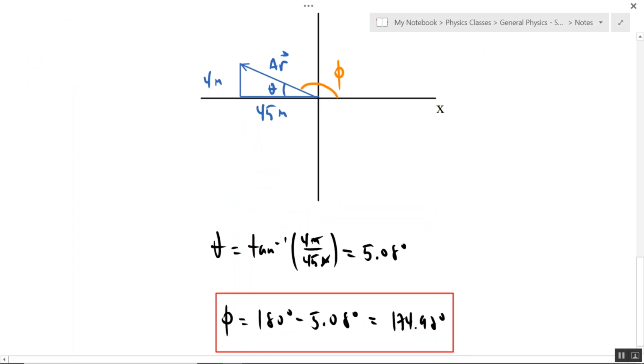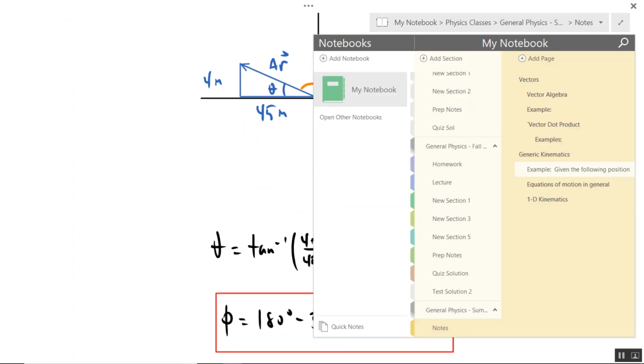Okay, so let's go back to the notes. So everyone's clear basically what the displacement vector is, right? It's a vector that points from the initial position to the final position. The magnitude of it is the length of the line that connects the initial position to the final position. And the angle of it is how you get from the initial point to the final point.